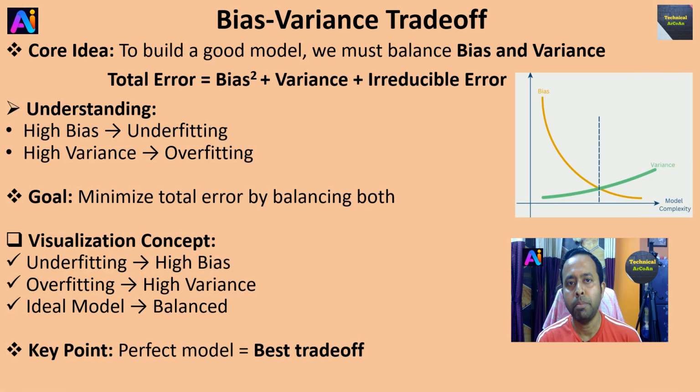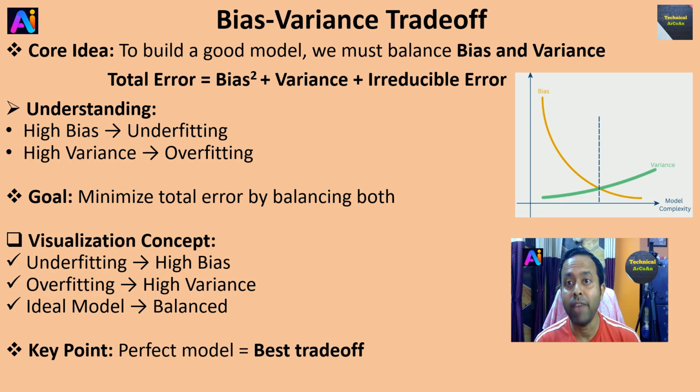Now talk about the bias variance trade-off. Core idea: to build a good model we must balance bias and variance. Bias is the error due to oversimplified assumptions in the model. Bias occurs when the model is too simple and cannot learn the underlying pattern of the data. It is called underfitting. Variance is the error due to the model being too sensitive to training data. Variance occurs when the model learns too much from training data, and this leads to overfitting.